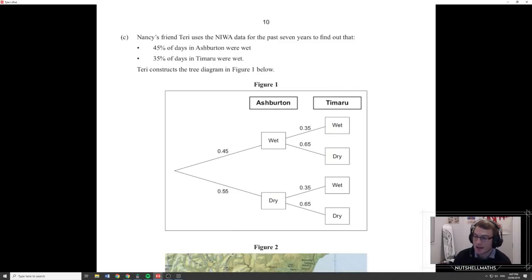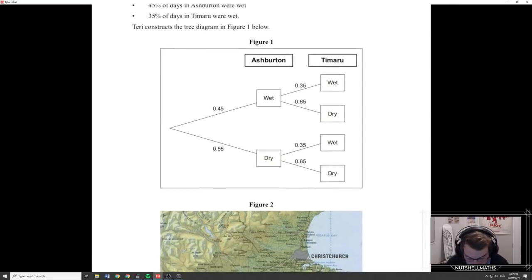Right, let's look at this last question. Nancy's friend Terry uses the NCEA data for the past 7 years to find out that 45% of days in Ashburton were wet, 35% of days in Timaru were wet. So she's just gone and looked at all this data and calculated how many wet out of how many total, how many dry out of how many total. Then she makes this tree diagram.